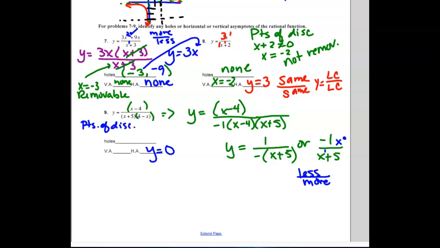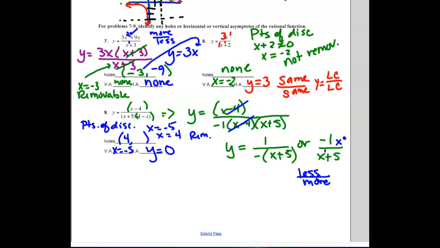All right, looking at the denominator, we have 2 points of discontinuity, 2 things that make the denominator 0, a negative 5 and a positive 4. Since the x minus 4 piece was able to be reduced out, that means it is removable, which means it is a hole. So we have a hole when x is 4. Since we were not able to remove the x plus 5 factor, then x being negative 5 is going to be a vertical asymptote.